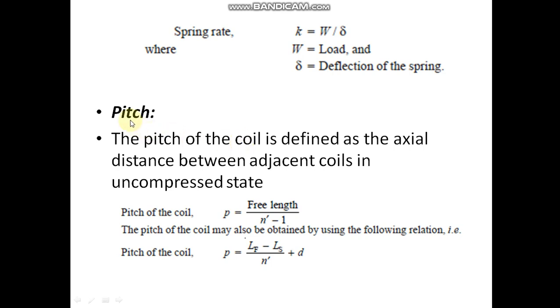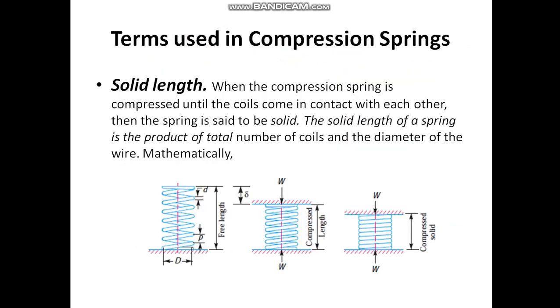Now we will discuss the concept of pitch. The pitch of the coil is defined as the axial distance between adjacent coils in uncompressed state. So when your spring is not compressed, there is a gap between one coil and the other coil, as we have discussed in the threads. So this distance from one coil to the adjacent point of the next coil, this gap is called pitch of the spring.